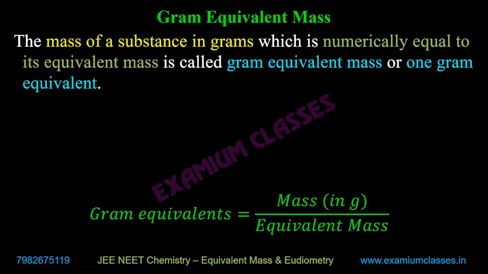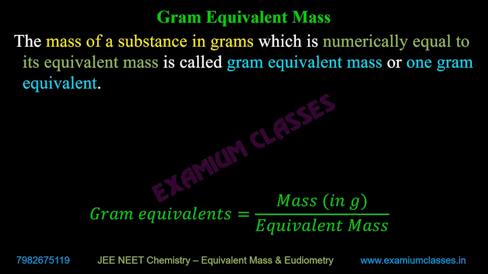Next one is gram equivalent mass. Gram equivalent mass is the same thing, similar to what we talked about in the case of mole, when we say molar mass and gram molecular mass. So when we say gram molecular mass, it means 1 mole. Okay. Here also, similar thing. The mass of a substance in grams, which is numerically equal to its equivalent mass, is called gram equivalent mass. So if I am saying that the equivalent mass is 27, then 27 grams is actually the gram equivalent mass.